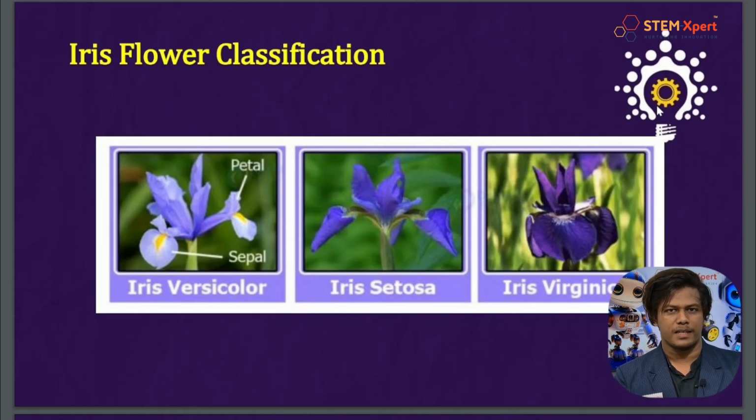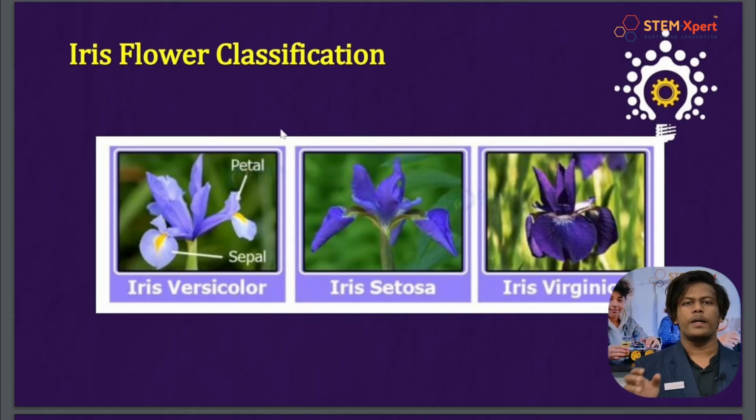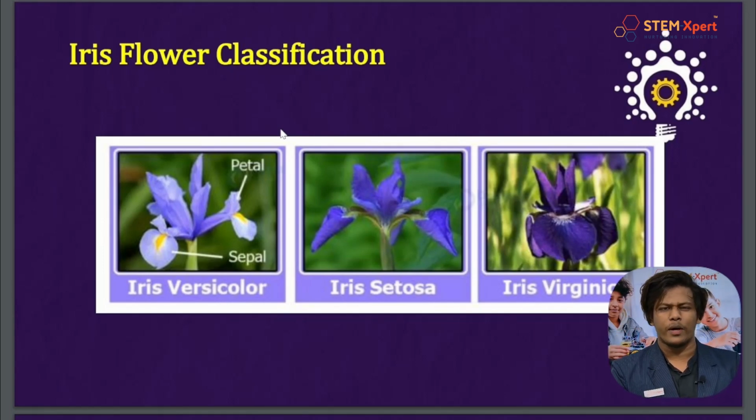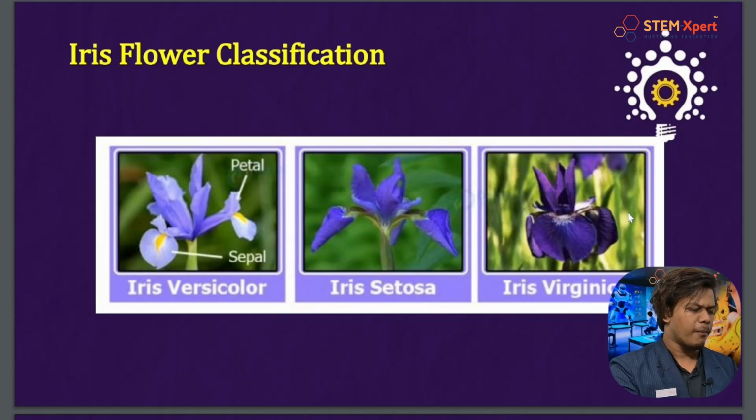It's really beautiful, isn't it? Just look at that. And you know what? There are types of iris flowers out there. I mean, the flower is classified into 3 types. Just look at the screen. Can anyone read what it says for the first one? It says iris versicolor, right? What about the second one? It says iris setosa. And the third one, can anyone read what it says? It says iris virginica.